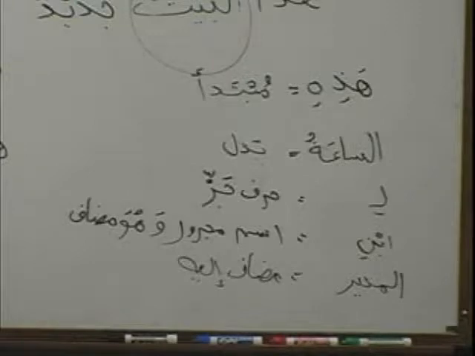See page number 23 onwards. We have given a simple explanation to you. There are 4 pages, which should give you a good idea. Yes, Sister Naima. Ibni will be after li. If li harf jar comes, what will be ibni? Ism majrur, khalas.